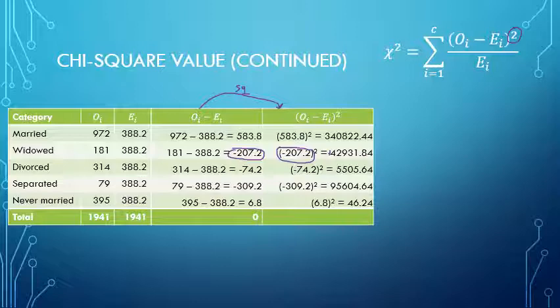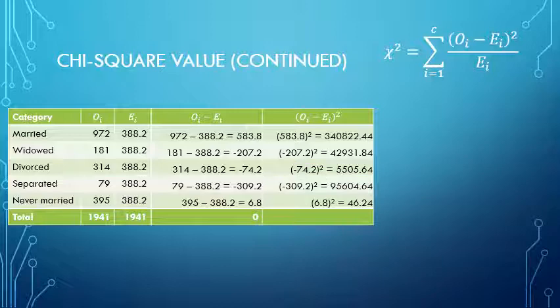Sometimes people actually do this in one go. They simply type this one in on their calculator, then type the equal sign, and then immediately type the square. Now for those who don't know, a square is simply a multiplication of a number with itself. So for example, this minus 74.2 squared means minus 74.2 times minus 74.2.